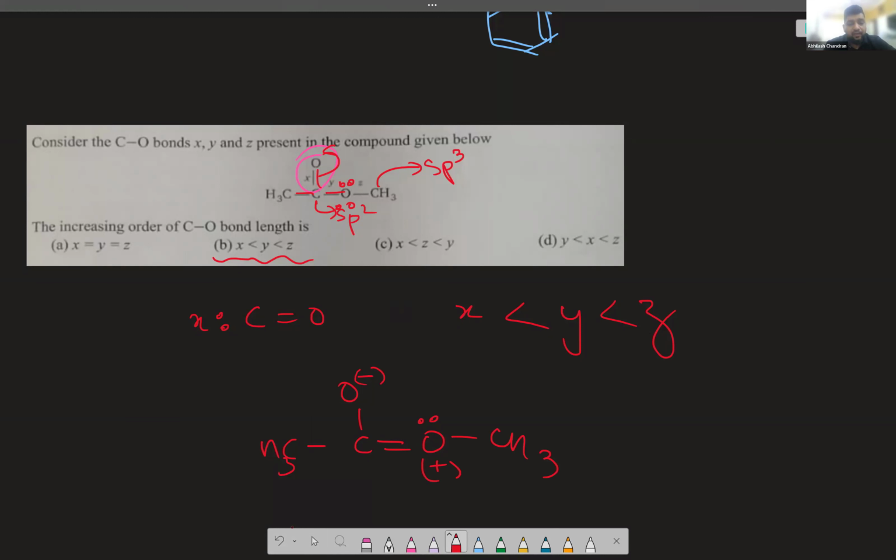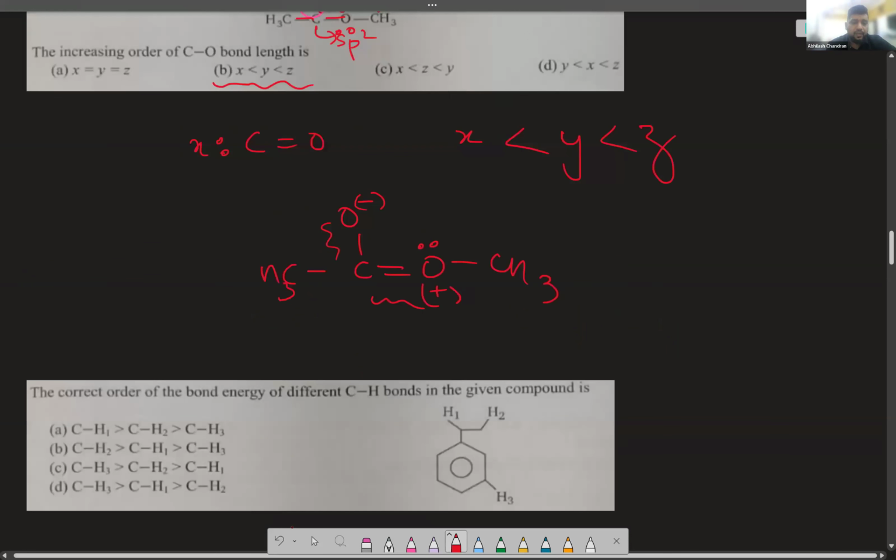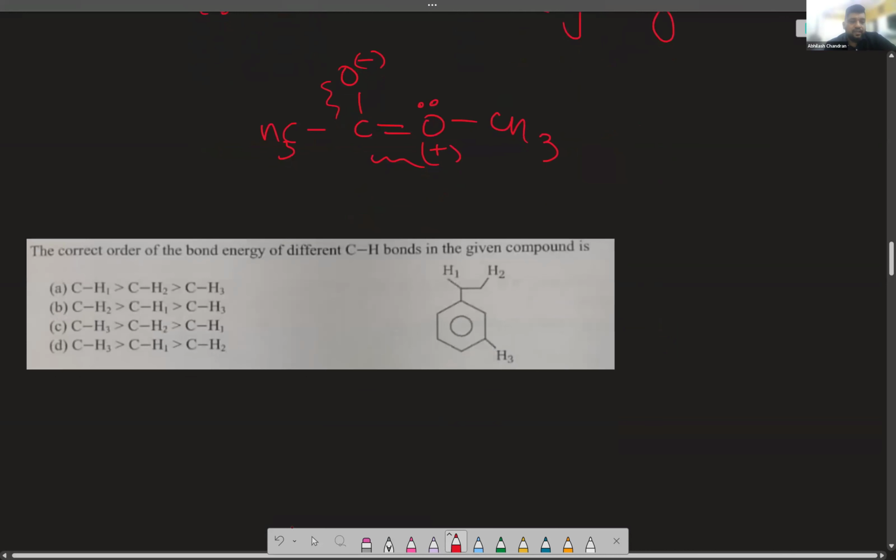Of course, if I look at this, then it feels like this is a double bond and this is a single bond, so this should be longer. But of course, the carbonyl carbon oxygen is a double bond as given in the structure. So X is going to be the smallest, then you have your Y, and then you have your Z, right? So which is the B option. Let's go to the next question.